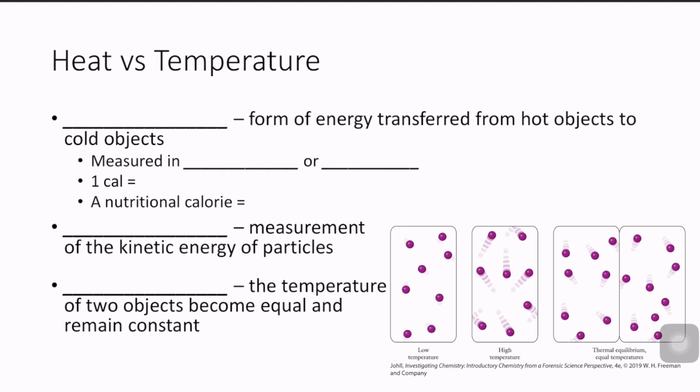Now, when we talk about fire and heat and energy in the form of light, we need to make sure that we're not confusing the terms heat and temperature. Heat is energy, and it is always transferred from hot objects to cold objects. We use the measurements of joules, which is given the symbol capital J, or calories, which is given the symbol lowercase c, cal.